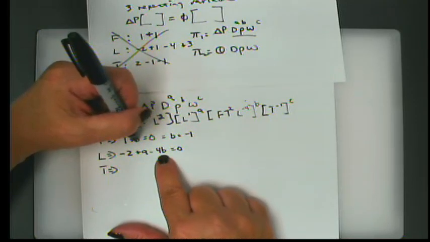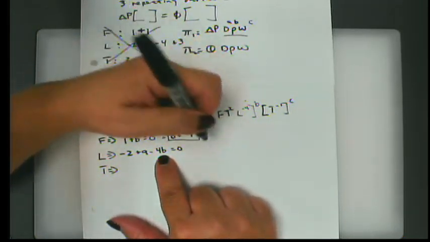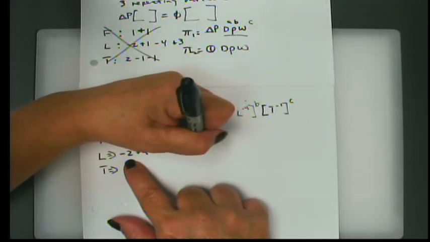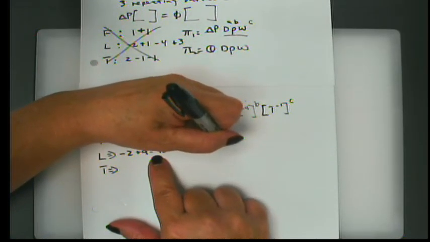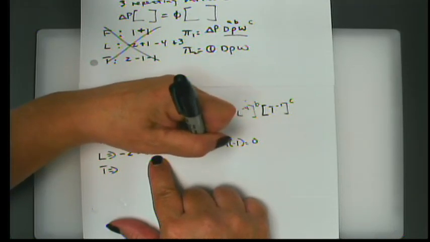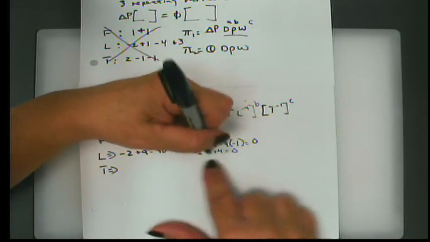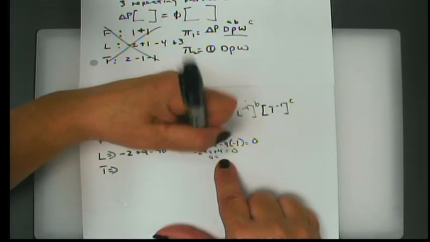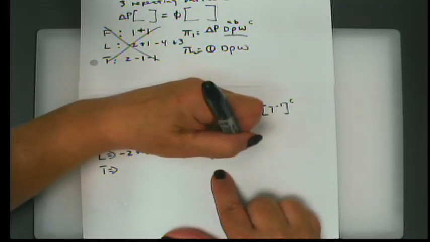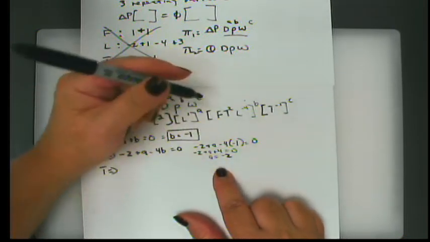And we already know what b is, right? We know that b is equal to -1. So that means that here we have negative 2 plus a minus 4 times negative 1 equals 0. Negative 2 plus a plus 4 equals 0. a equals negative 4, if I bring it over here, plus 2. So a is equal to negative 2.